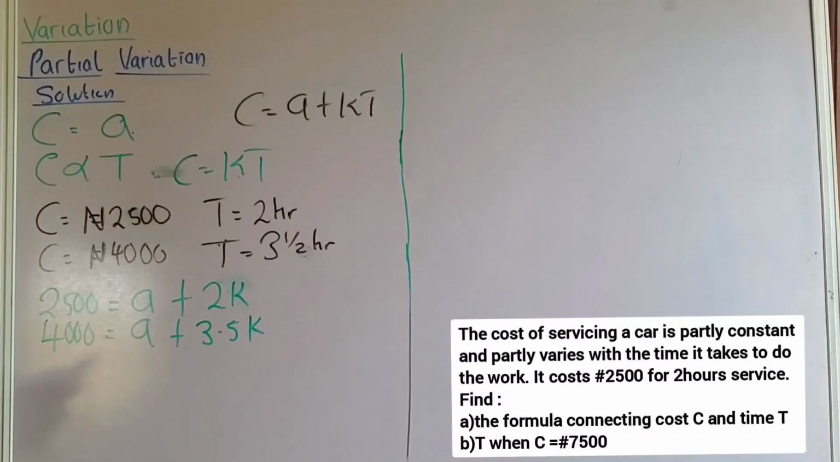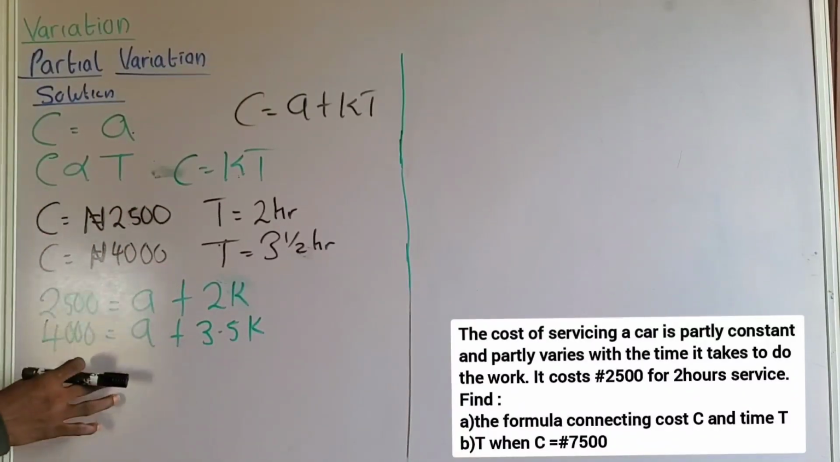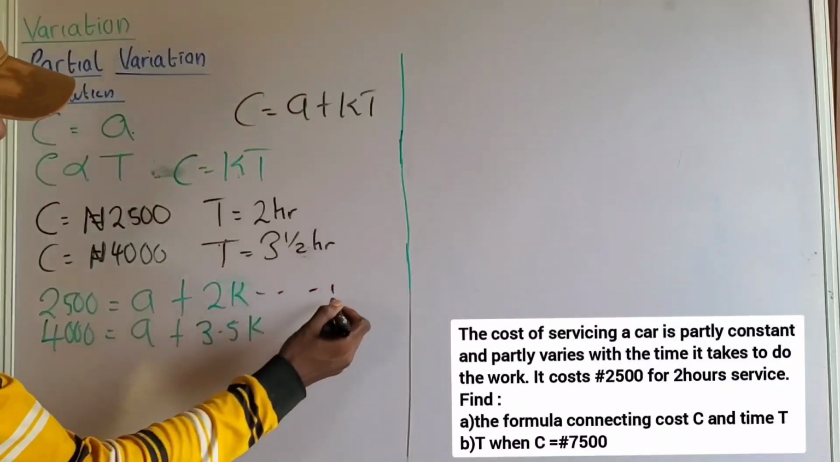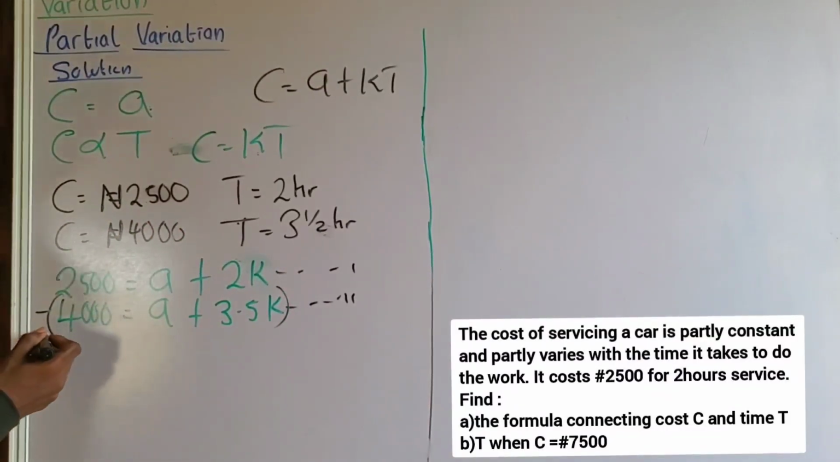Now, what I want to do is find the value of A and K, because I cannot solve any question without knowing the value of the constant and the proportionality constant. We've been given some values of C and T, and by using those values I get these equations. These equations can be solved simultaneously. So we can use the elimination method by subtracting equation 2 from equation 1. Let's go.